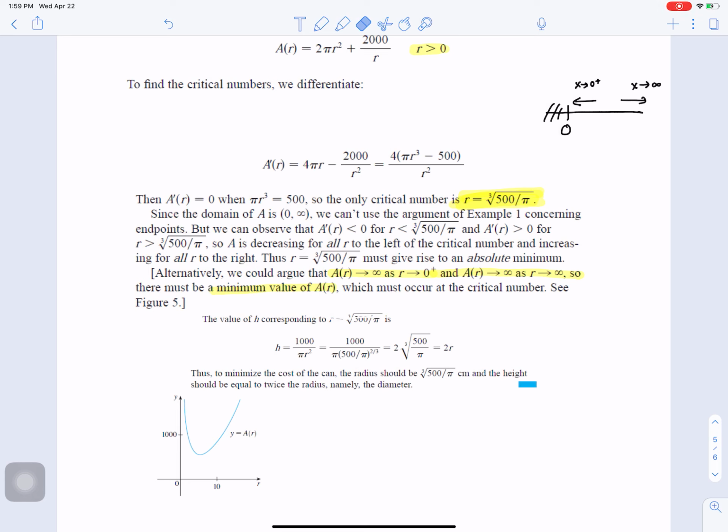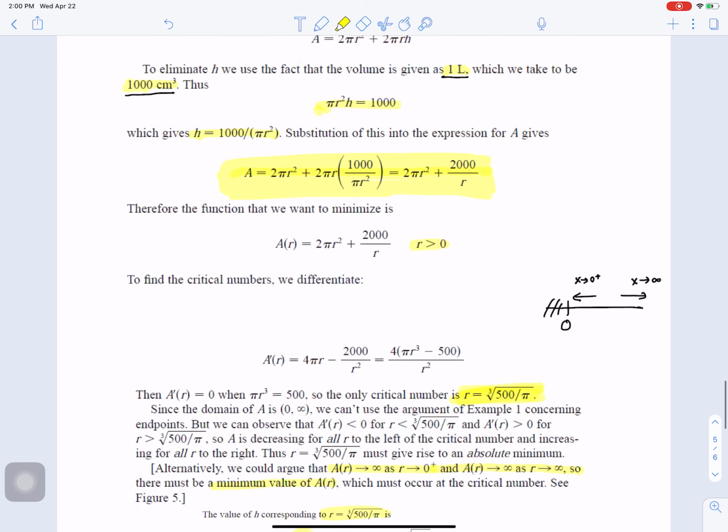Now once you get your r value from setting it equal to 0 and then proving that it's the absolute min, you can just sub it back into your h equation. Theirs is 1,000 over pi r squared. Ours is 1 over pi r squared, and then you can get that the height is equal to twice the radius, and that would end up minimizing the cost.